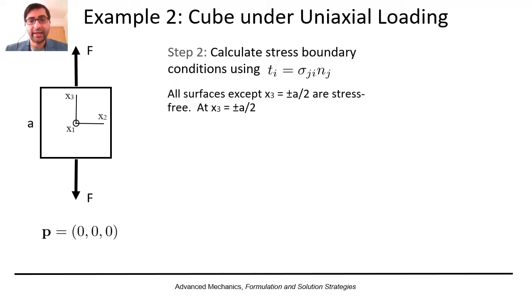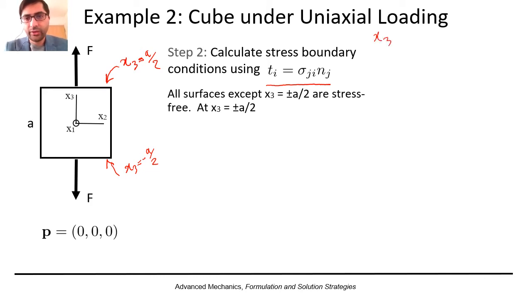Step 2 is calculating stress boundary conditions using the relation T_i equal to sigma_ji n_j. We know that all the surfaces are stress-free except for x3 equal to plus a divided by 2 and x3 equal to minus a divided by 2. Okay, let's work it out. Let's find the stress components based on the boundary conditions.